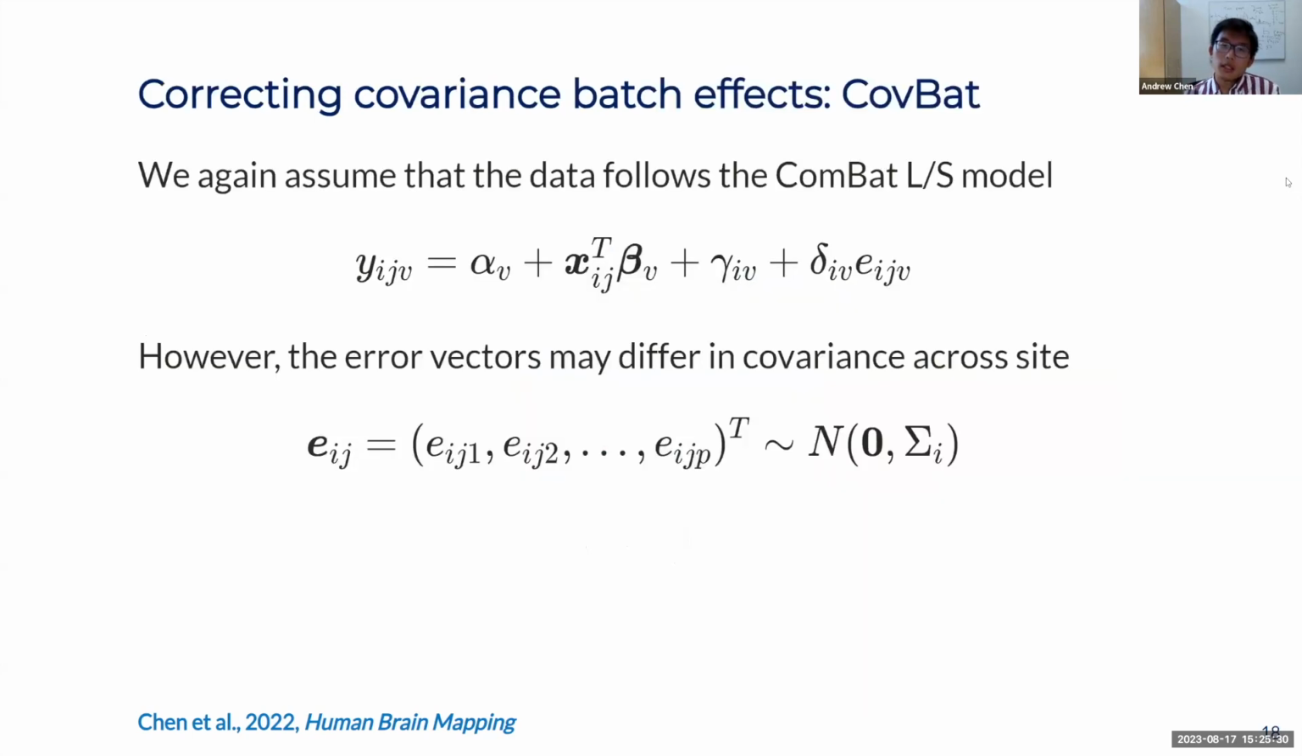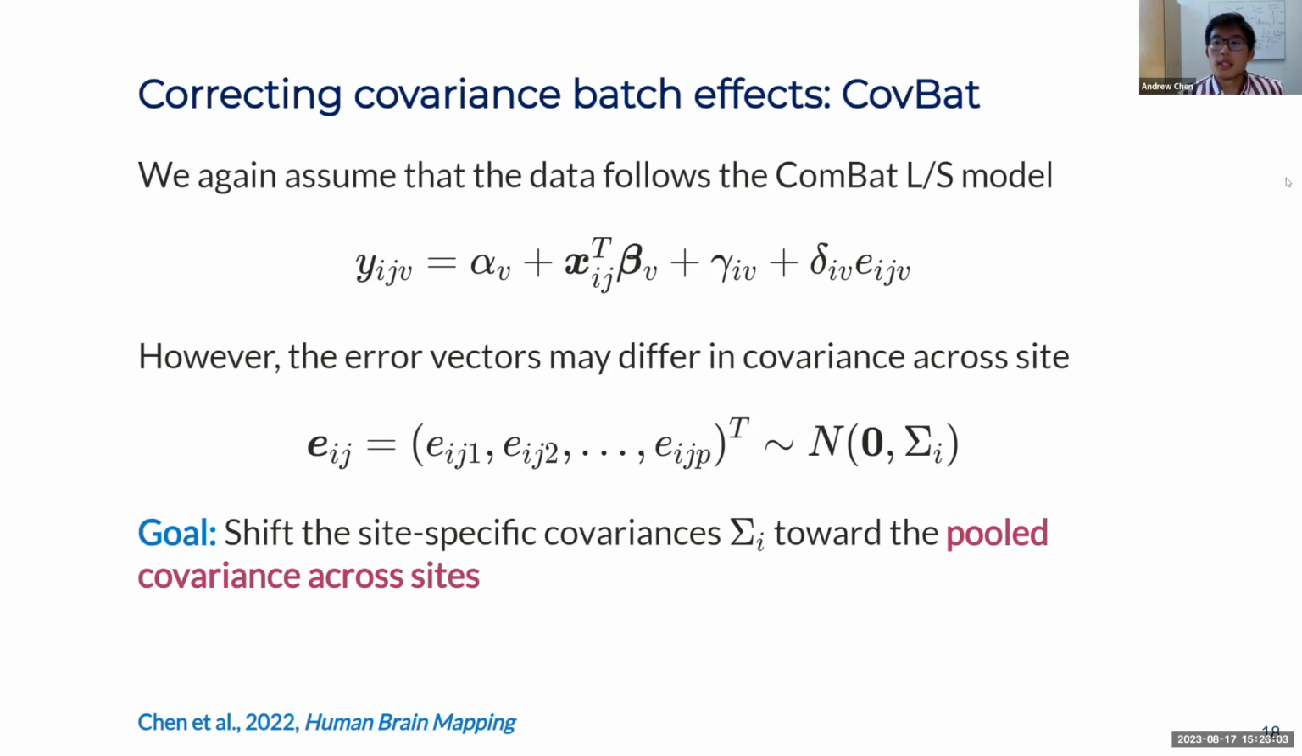So our method, called Correcting Covariance Batch Effects, or CovBat, is still assuming the same kind of ComBat location-scale model because we want to preserve linear biological effects, as well as deal with those location and scale effects that are well documented throughout the literature. But the main difference is that we no longer assume that the error vectors have the same covariance across sites. Now we're saying that these error vectors may have different covariance across sites, and that's what we observed in the data, and that's specifically what we want to address through our method.